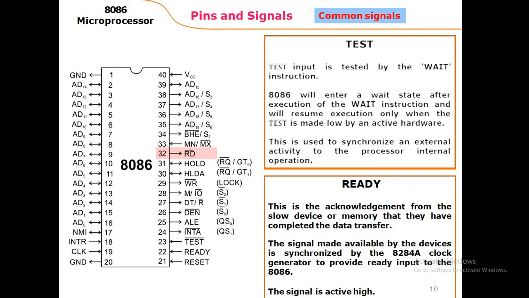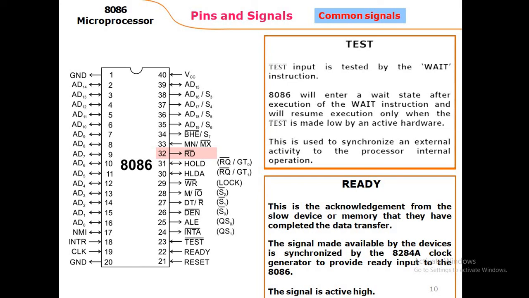This is used to synchronize an external activity to the processor internal operation. Let's come to the ready signal. This is an acknowledgement from the slow device or memory that they have completed the data transfer. Let's say when the processor works in multiprocessor mode, there are many processors connected to the 8086 processor. When the processors are slow and cannot carry the data to the 8086 processor, at that time the 8086 microprocessor is not ready.